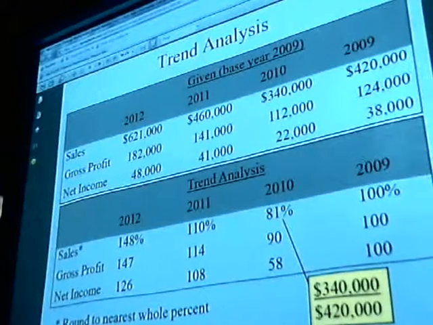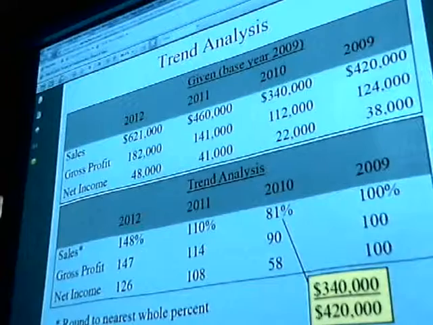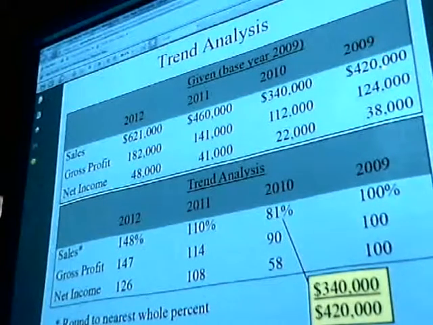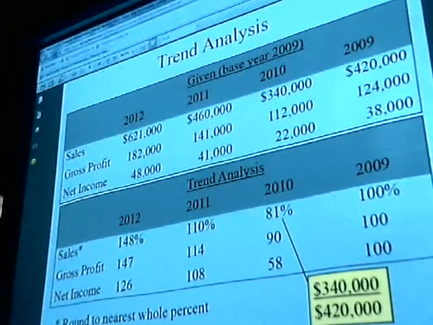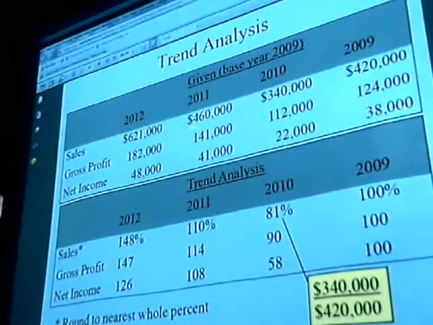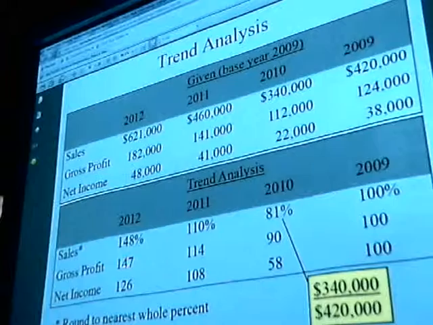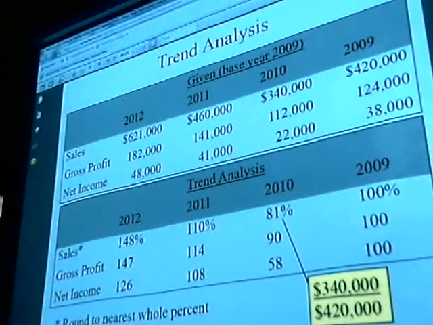So the second one would be 621 divided by 420, 148%. You always divide by this number, the 2009. 182 divided by 124 for the second number gives you that 147. It shouldn't be too bad.